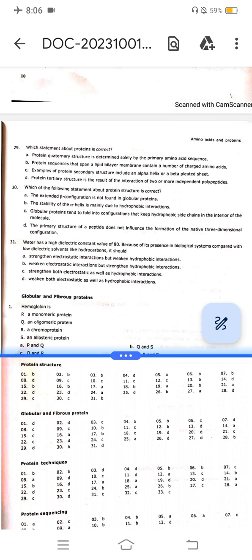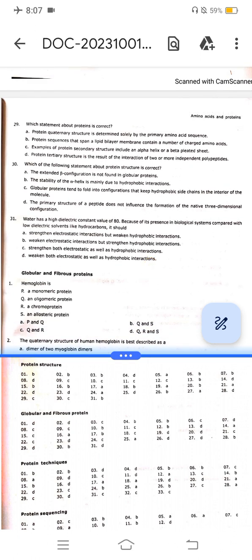Which one of the following statements about protein structure is correct? 30C, globular proteins tend to fold into configurations that keep hydrophobic side chains in the interior of the molecule. Yeah, that's right. And water has a high dielectric constant value of 80 because of its presence in biological systems, compared with low dielectric solvents like hydrocarbons. It should weaken electrostatic interactions but strengthen hydrophobic interactions.